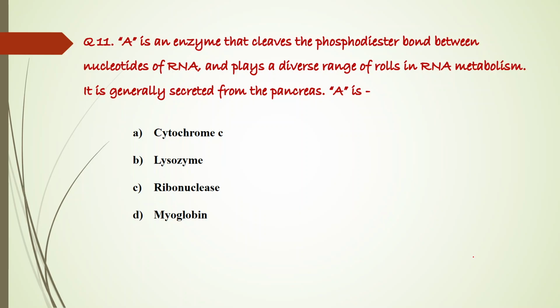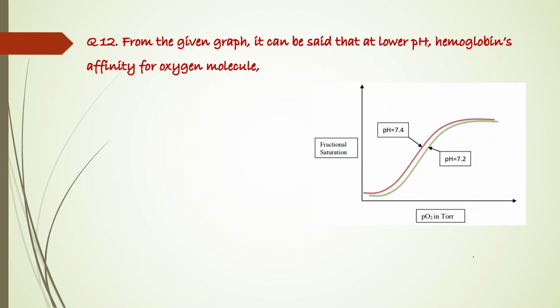Oh, sorry, yes. I think the answers came late. Yes, for this question all of you already know the answer. For RNA, the enzyme that is used for cleaving is basically ribonuclease. So yes, the correct option for question number 11 is C, ribonuclease. Okay, so let us move to the next one.